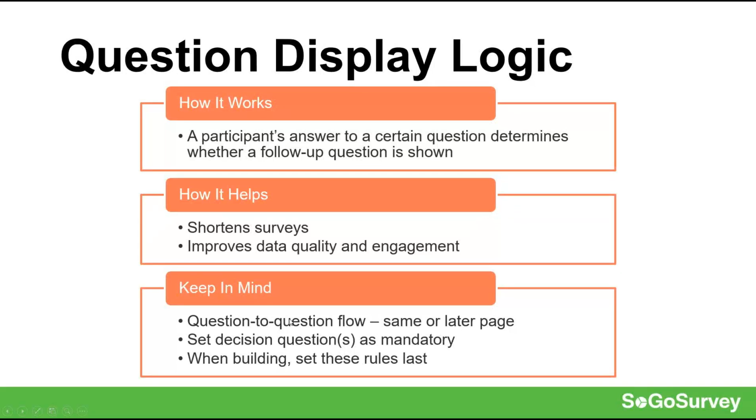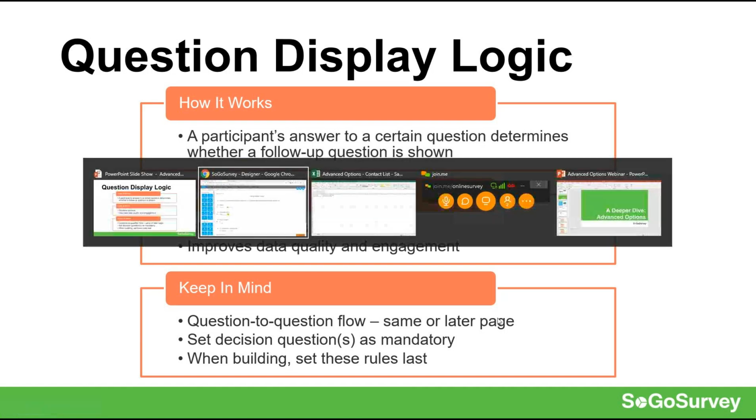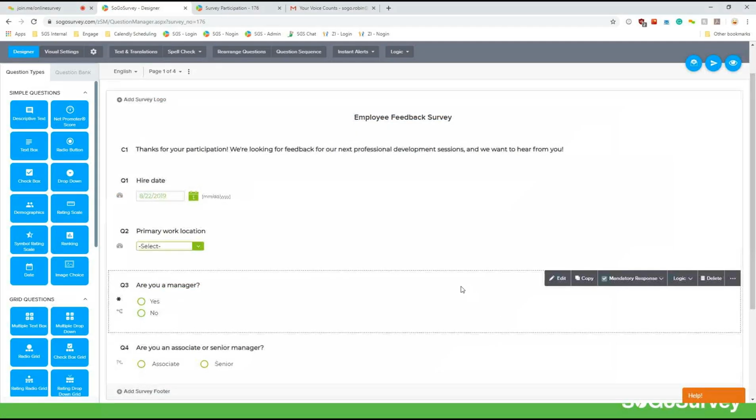Things to keep in mind is that the question-to-question flow can be used on later pages, although personally, it seems to me it's more of a within-the-same-page kind of logic. You also want to, just like branching, make sure that the decision questions are mandatory. And also, it's usually recommended to set these rules last as well. So with that, let's go ahead and show you this one.